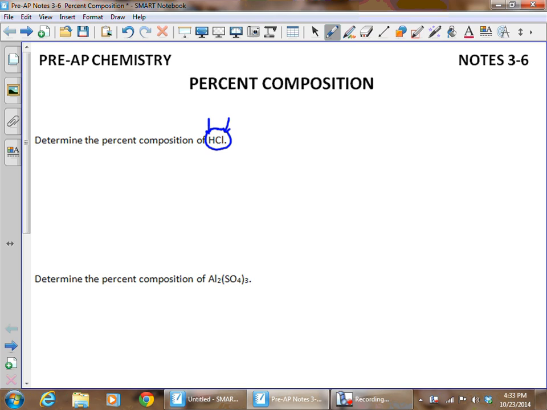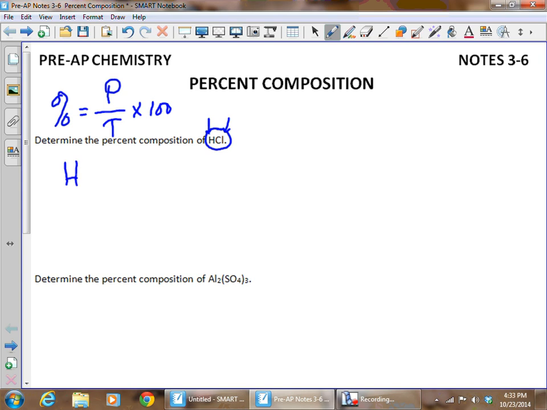Now remember that percent is equal to some part of a whole divided by that whole value times 100. So where are we going to come up with these values for the total of HCl and the part of H and Cl that are in that compound? Well, we're going to use molar masses for it, so we're going to use our periodic table.